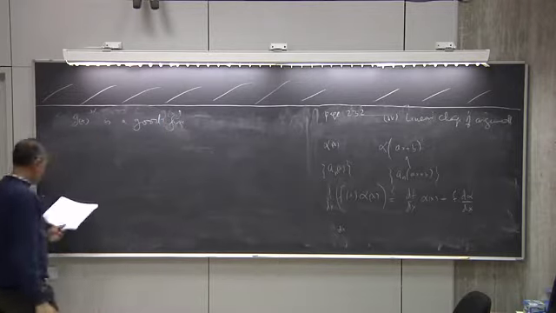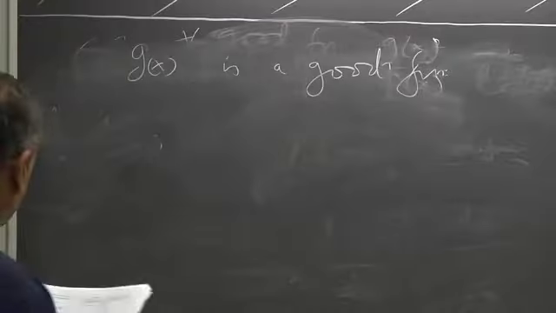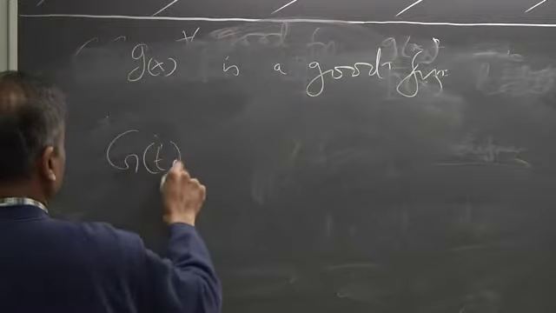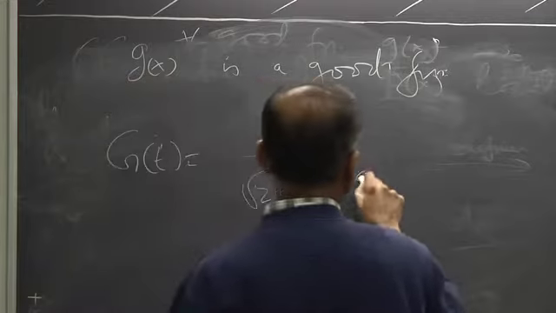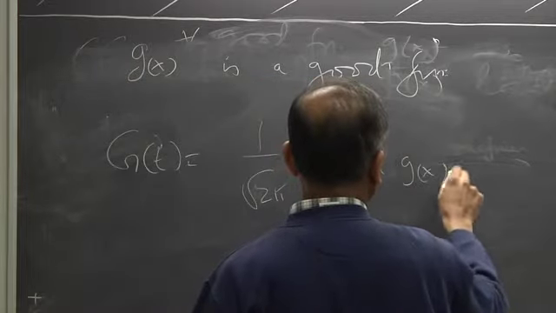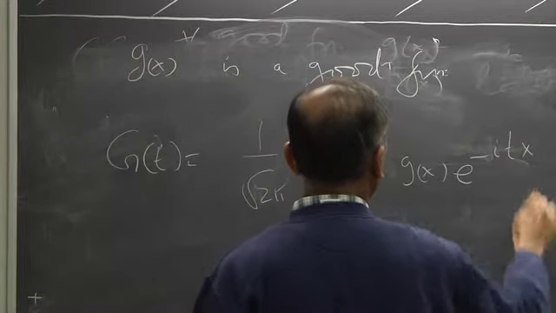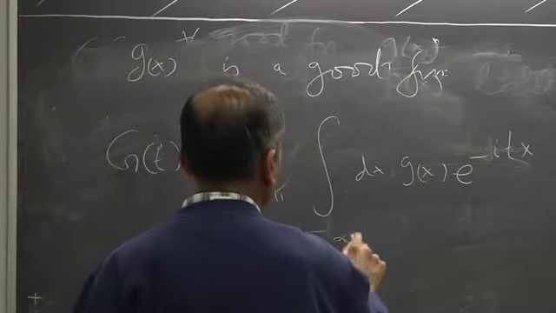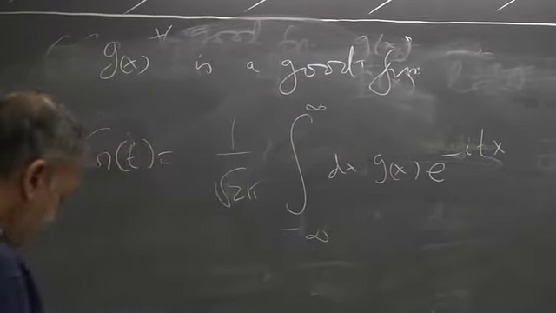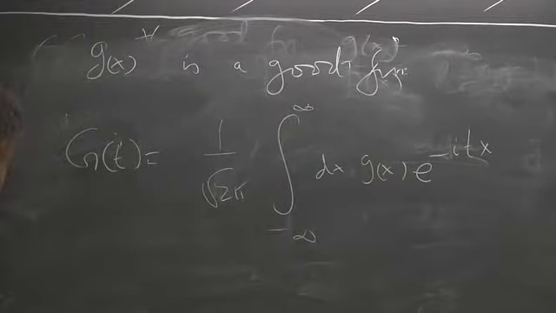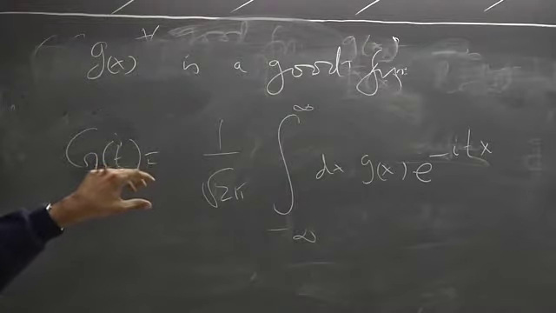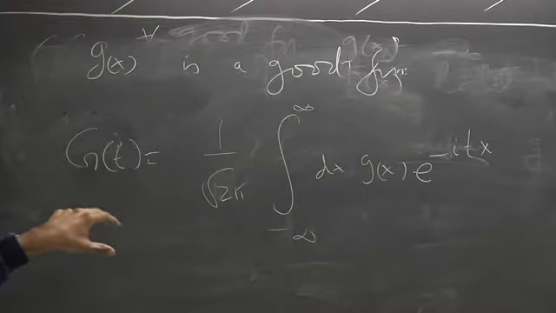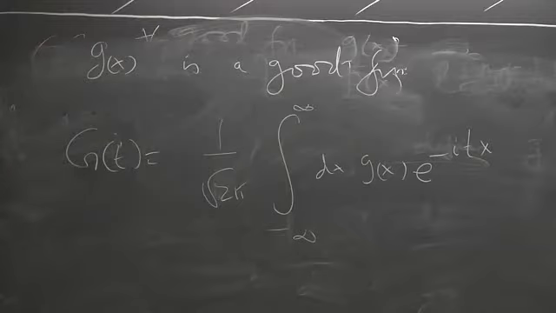Okay. Then consider the Fourier transform of it. So g(t) is 1 over root 2 pi, integral dx g(x) times e to the minus itx, right? That's a Fourier transform. So the first statement is that it turns out this function is also a good function.